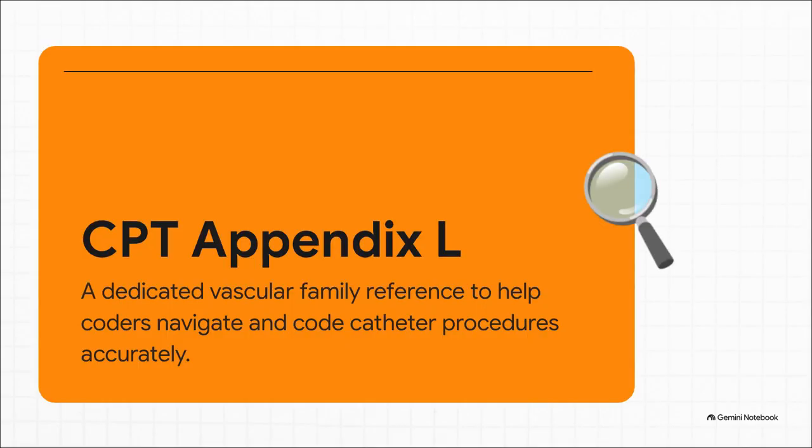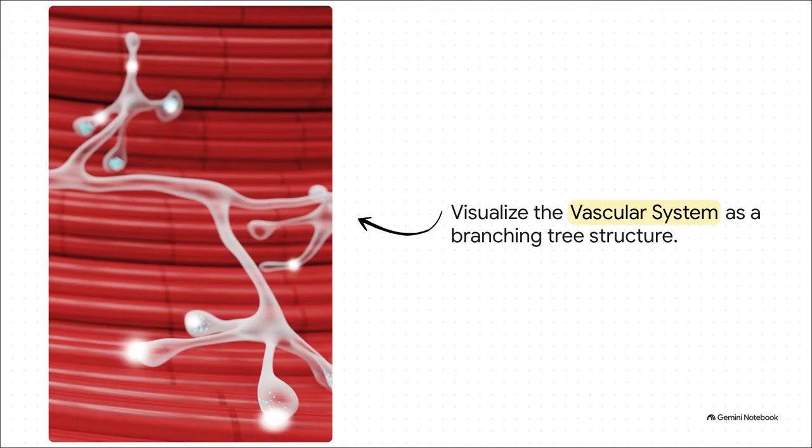But fear not, we actually have a compass. Enter CPT Appendix L. This is your dedicated vascular family reference, beautifully tucked into the back of your CPT codebook, just waiting to save the day. Think of Appendix L as the ultimate solution. It's the coder's indispensable map. It is specifically designed to help us navigate and code these selective catheter placements with pinpoint accuracy. It literally takes the terrifying complexity of the human vascular system and translates it into a highly organized, standardized set of rules.